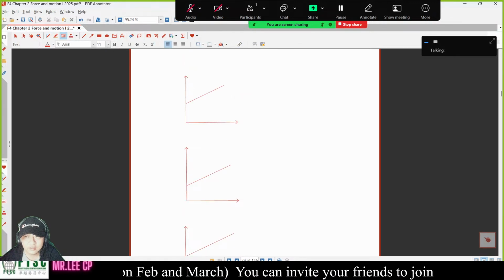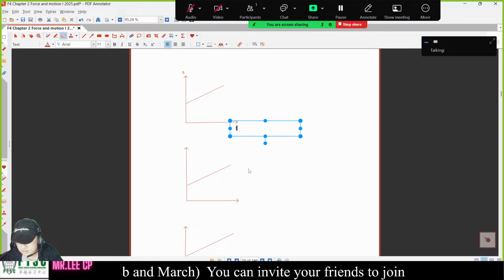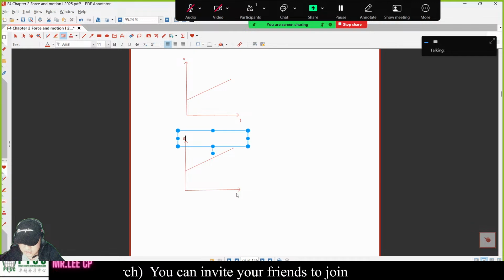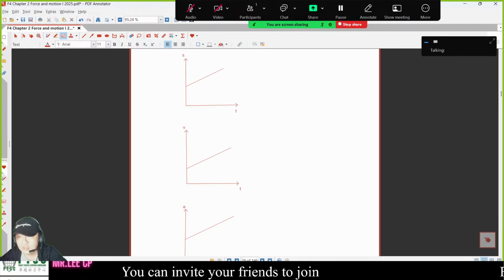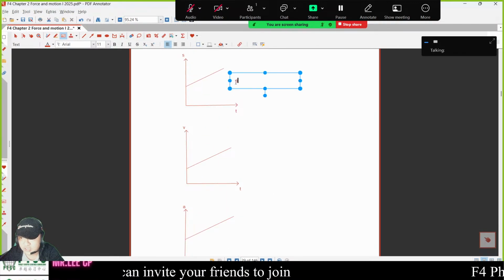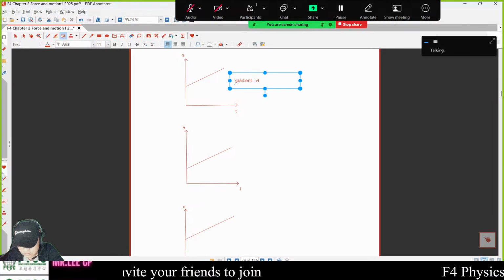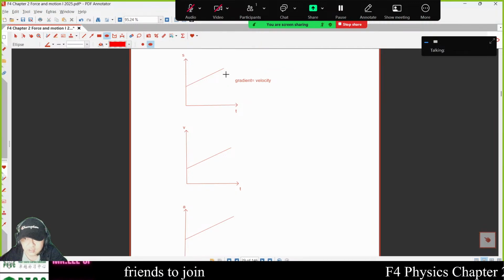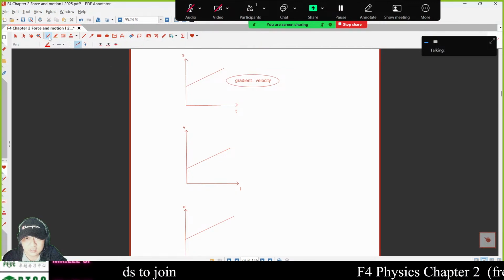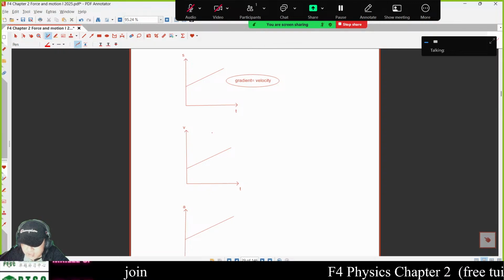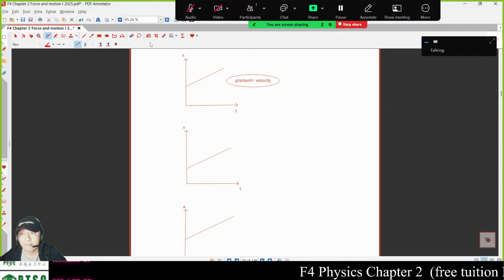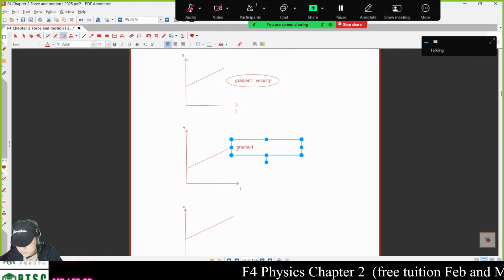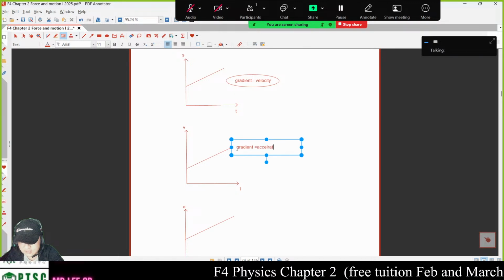This is the ST graph. This is the VT graph. This is the AT graph. Now, for the ST graph, the gradient is equal to velocity. So the gradient of the graph here is velocity. So gradient, then you go down to the velocity time graph. Now the gradient of the graph is acceleration.